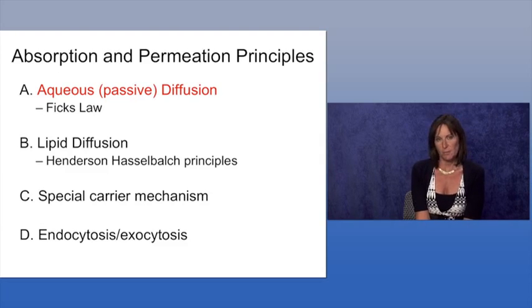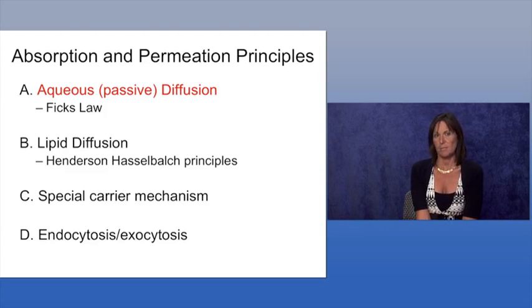So there are several principles that govern permeation, the ability to move from point A to point B. The first of these is commonly referred to as Fick's law. This is the concept of passive diffusion, that molecules will move from an area of high concentration to an area of low concentration. And that movement will continue to occur until such time as there is an equilibrium on both sides of the membrane. We refer to this in pharmacology as aqueous diffusion.